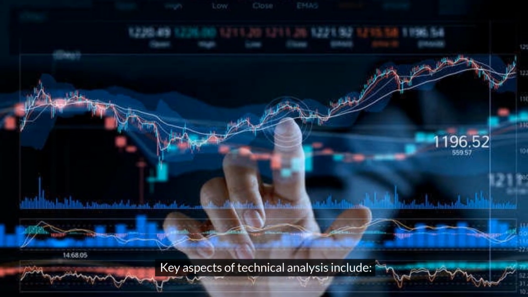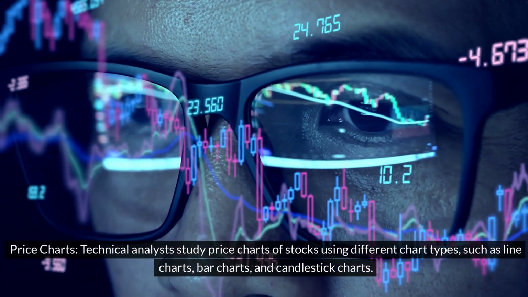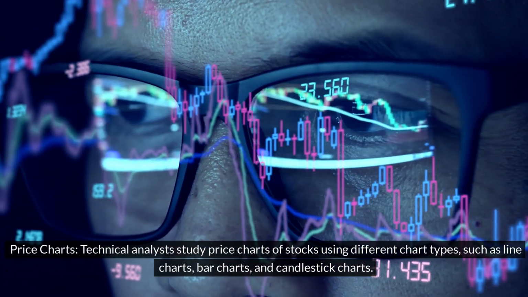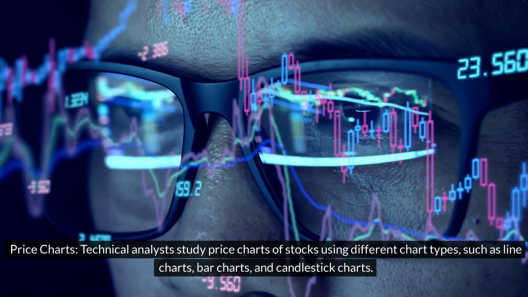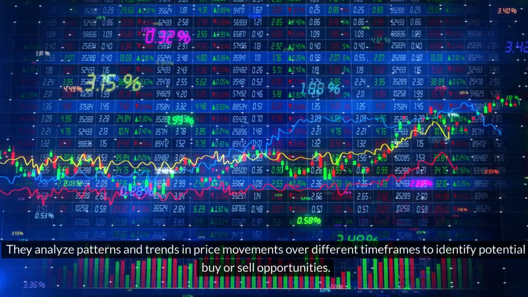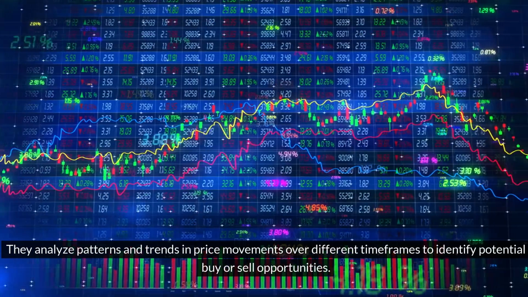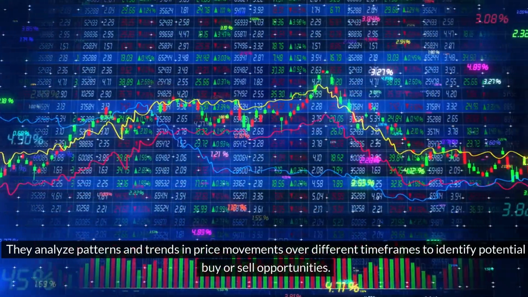Key aspects of technical analysis include price charts. Technical analysts study price charts of stocks using different chart types, such as line charts, bar charts, and candlestick charts. They analyze patterns and trends in price movements over different timeframes to identify potential buy or sell opportunities.